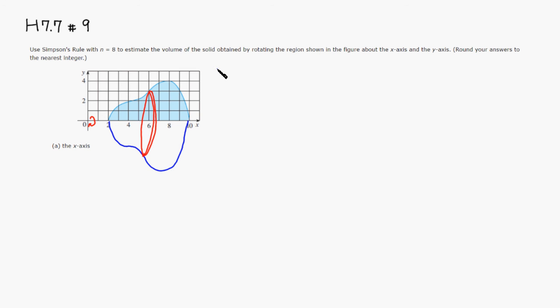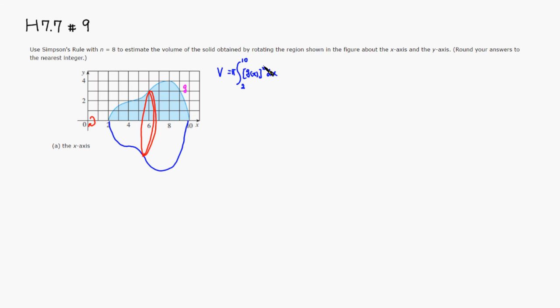So the volume V is going to be an integral. The region starts from 2 and ends at 10, so it's 2 to 10. Then maybe I'll call this function g. So it's pi g of x squared with respect to x. This will give us the volume.